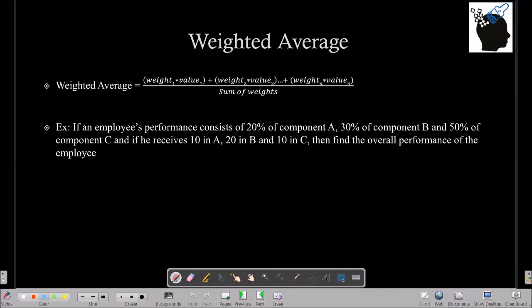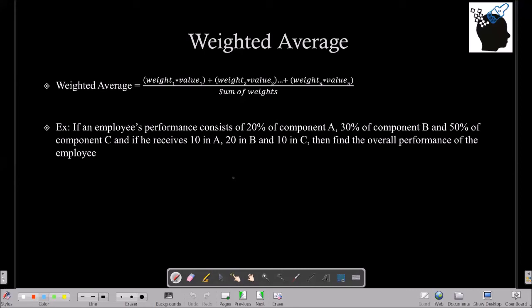Let's talk about weighted average now. So weighted average is nothing but the sum product of weight and value divided by the sum of all the weights. This is a very common thing used in calculating school GPAs or your college GPAs. Let's take an example. So if an employee's performance consists of 20% of component A, 30% of component B, and 50% of component C, and if he receives 10 in A, 20 in B, and 10 in C, then find the overall performance of the employee.